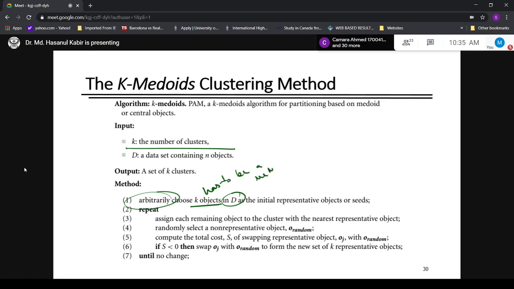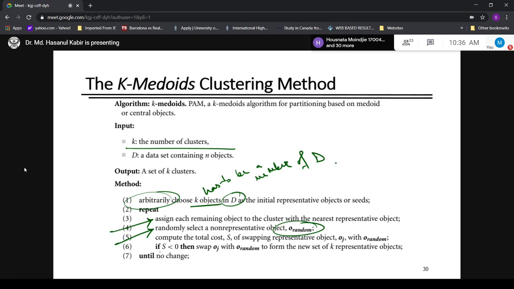Then in the same way, you do this class assignment or membership assignment. You compute the cost function, and then we randomly pick another sample as a cluster center. This means it's a randomly picked sample, and you want to see whether, if I pick it as a cluster center, it improves the result or not.